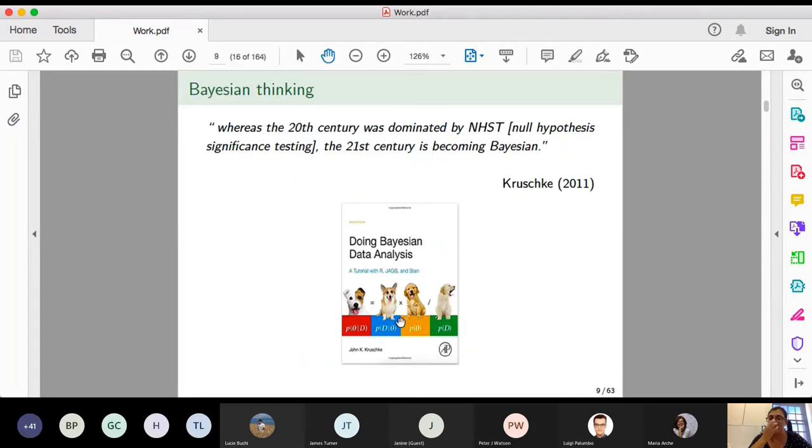And now I have another slide here. Kruschke, I think is how you pronounce it, is a professor at the University of Indiana, and he studies the psychology of the brain. He says that whereas the 20th century was dominated by null hypothesis significance testing, the 21st century is becoming Bayesian. He has written a very nice book, this one that you can see on the slide, which is not highly mathematical, it is more focused on the applications. In the second edition, it also shows you how to perform some of these statistical data analyses using either R, JAGS, or STAN. So if you want to explore this new framework, this may be a good book to start with.